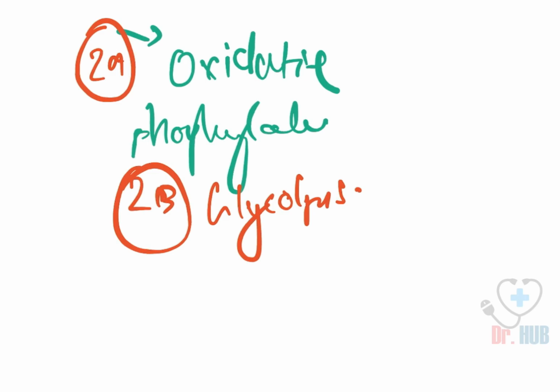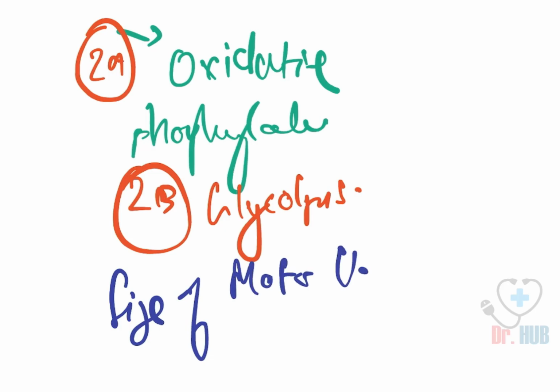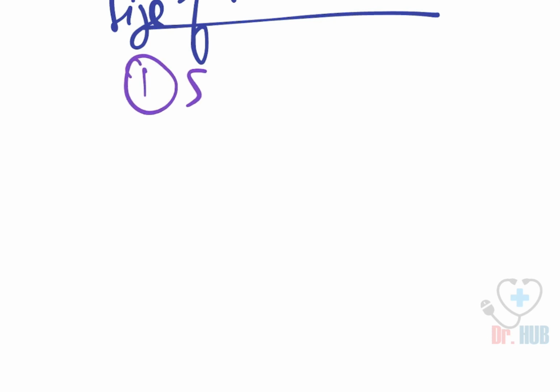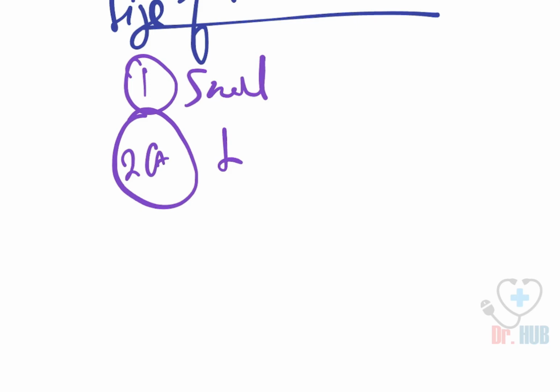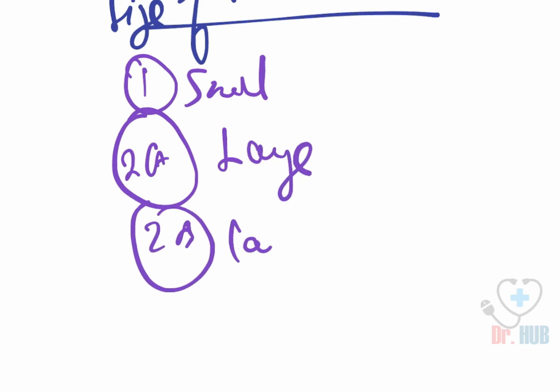Then we move on to the size of the motor unit. Looking at the size of the motor unit, type 1 is small. Type 2A is large, and so is type 2B.